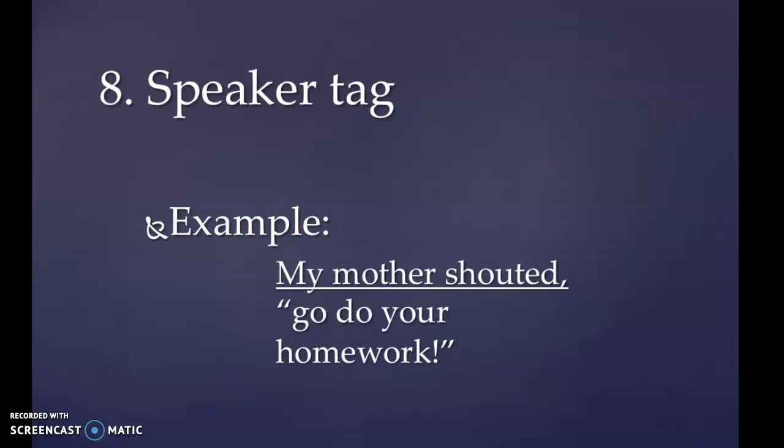So a speaker tag is when the writer identifies the speaker of a quote. It's not directly addressing a person. So remember, noun of direct address. Hey, Spot, go get your bone. Speaker tag is different. My mother shouted, comma, go do your homework. So a speaker tag will come before a quote. It identifies someone who's speaking a quote.